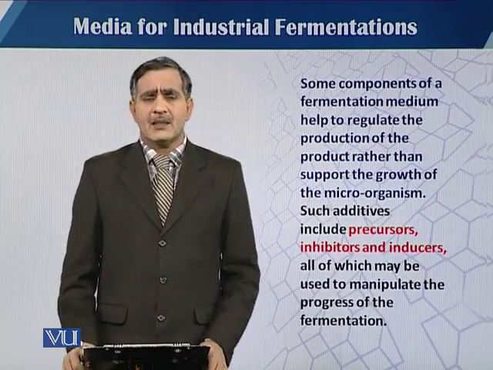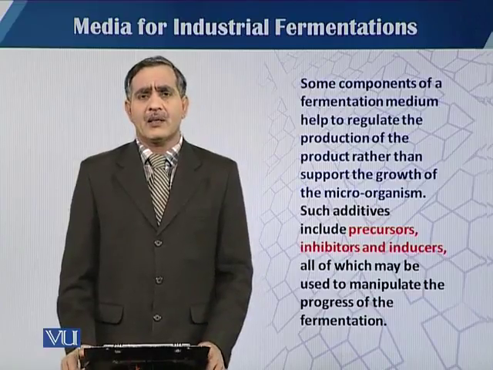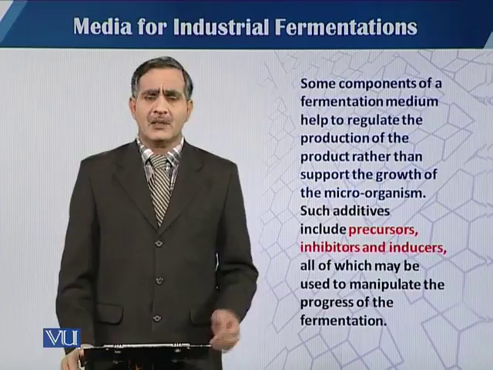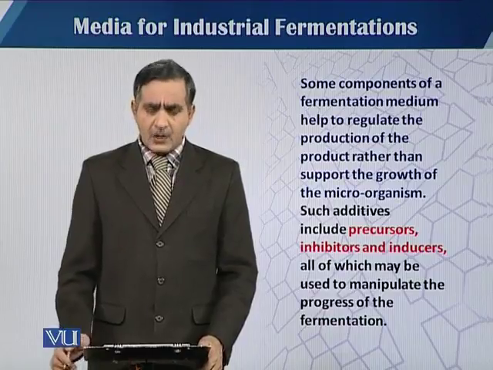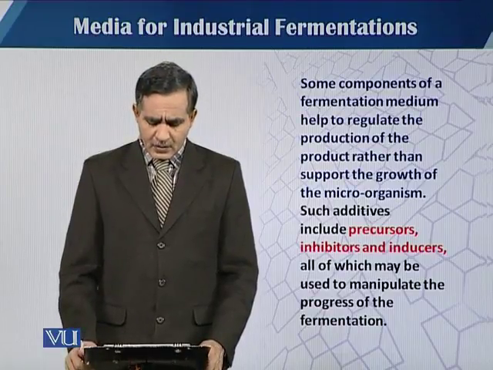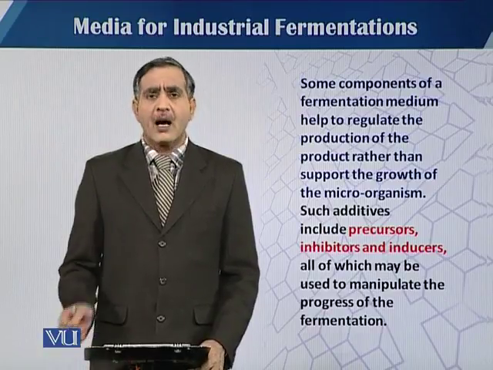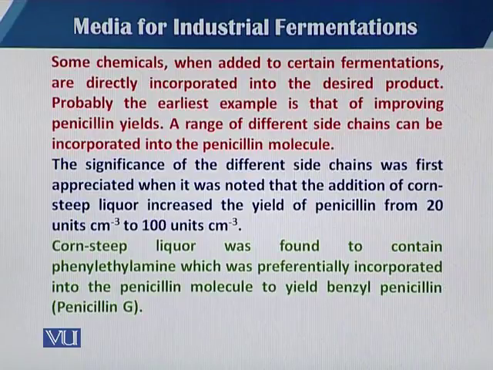Along with the precursors, there are some inhibitors and inducers as well. We will talk about the inhibitors and the inducers in later modules, but here we will discuss in detail the precursors. So precursors are basically those compounds which manipulate the progress of the fermentation leading to the desired product. As I have already given you the example of addition of starch for the production of maltose and the addition of glucose to convert into ethanol, here is an example that a range of different side chains can also be incorporated for the production of penicillin molecules.